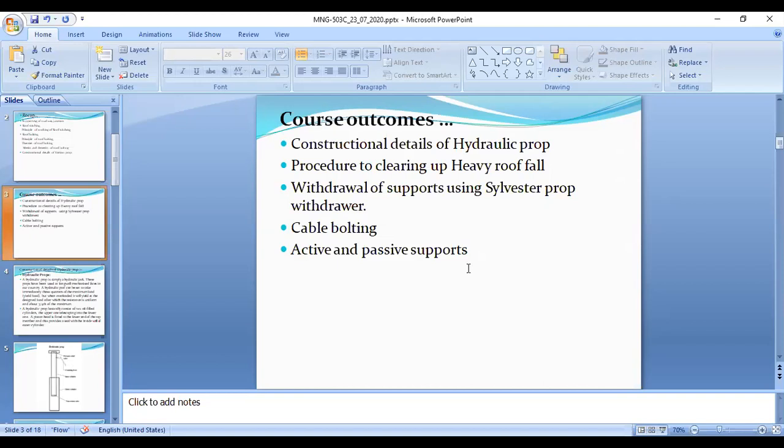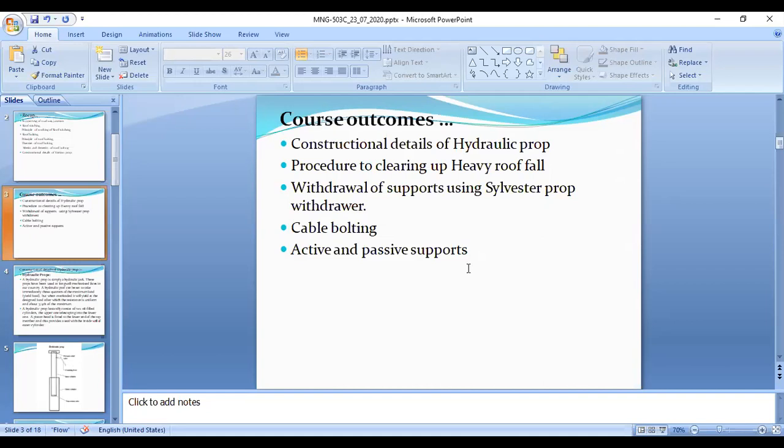So examples are all the friction props, hydraulic props, all the wooden props, steel props, all these things. Even in roof bolts, something like the expansion shell kind of thing, because here we are setting the bolt with the expansion of the shells and the slot and wedge kind of thing. In those kinds of roof bolting, the anchors that we provide between the hole and the roof bolt, we push them with some force so that they start carrying the load. So that's why it is also known as active support.